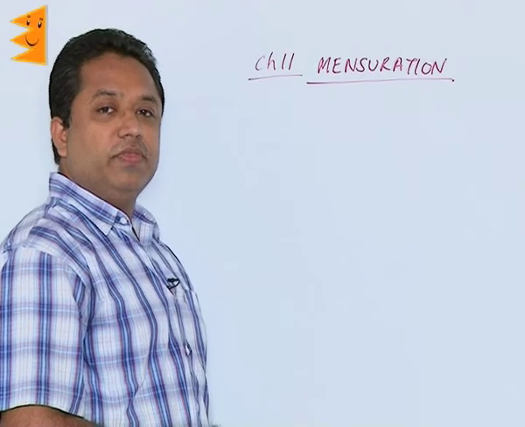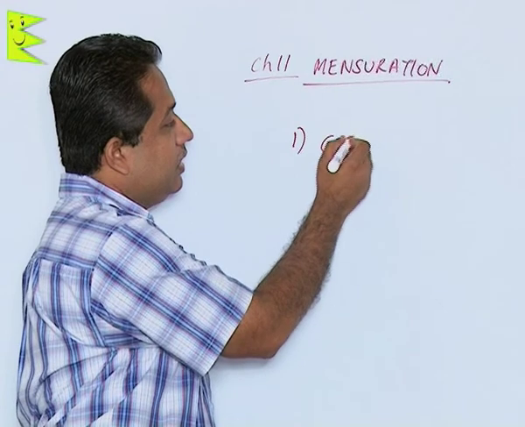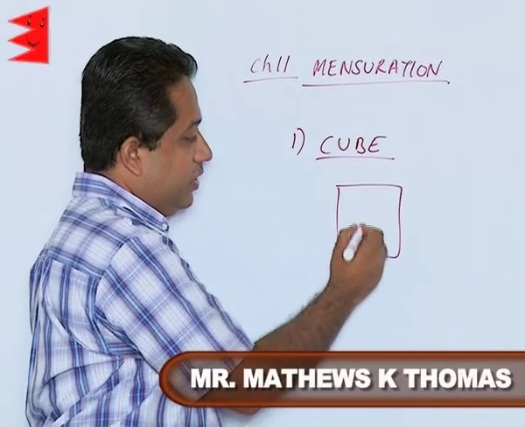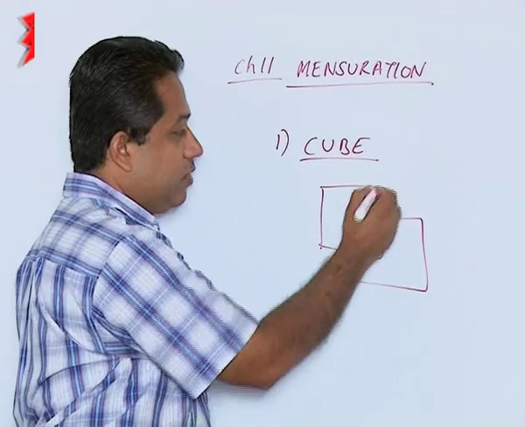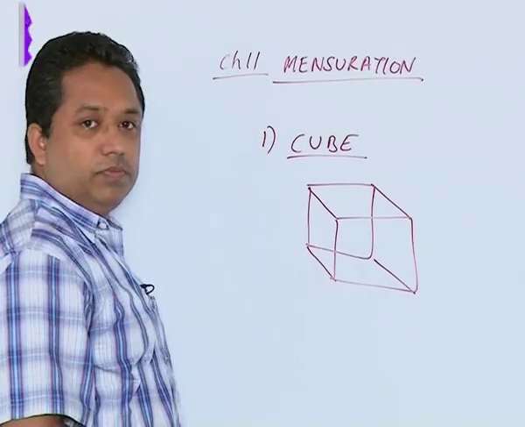Next we look at some 3-dimensional figures. The first we are going to look at is a cube. A cube, you know, is a figure in which all the faces are equal to each other, or congruent to each other. So, this is a cube.